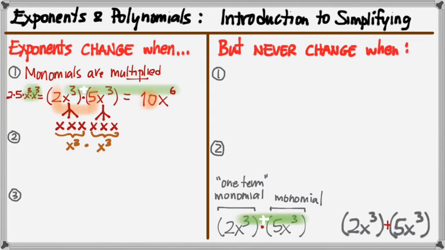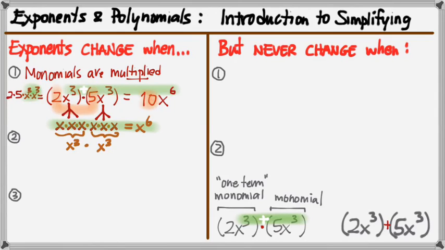So if I multiply x to the third by x to the third, all I'm really doing is counting how many total factors of x I have in that product. And if I count up the total number of factors, I'm going to find that I have 1, 2, 3, 4, 5, 6 factors of x. So that's the explanation for why this exponent rule works the way that it does.